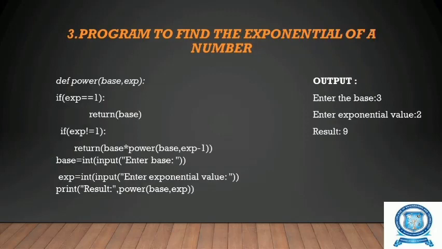Next we are going to the program to find the exponential of a number. Here we define a function named power, in which the parameters base and exponential are passed. If the exponent is equal to 1, then we return the base. We know that any number to the power 1 gives the base value, so it returns the base value. That is given in this first if statement. If the exponent is not equal to 1, then we know that base asterisk power of base and exponent minus 1 gives the same value. That is given as the expression here.